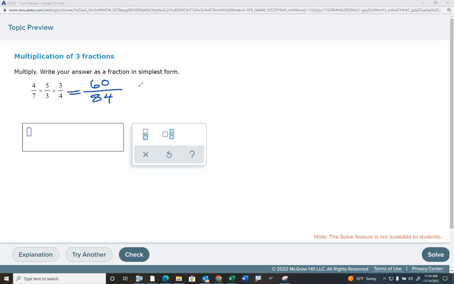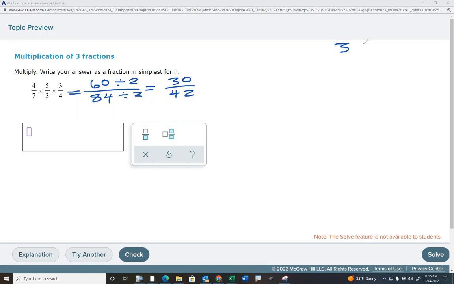Okay, so then I could say, hey, what divides into 60 and 84? I don't know, but 2 certainly does. I mean, they're both even, so I'll divide 2 into both, and I'll get 30 over 42, I guess. And oh, look at that. They're both even. 2 divides into both. Oh, and 3 plus 0 is 3, which 3 divides into. 4 plus 2 is 6. 3 divides into that. So 3 also divides into both of them.